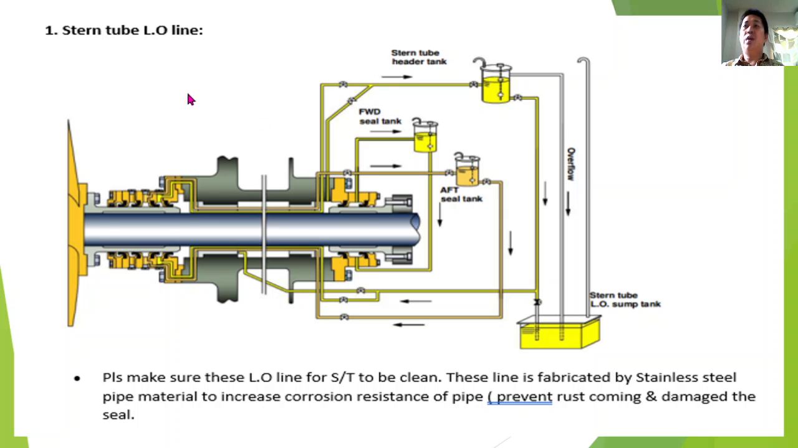Stern tube oil line. As you can see here, make sure that this yellow line for the stern tube is clean, to avoid damage to your bearing. This line is fabricated with stainless steel pipe material to increase corrosion resistance of the pipe, to prevent rusting and damage of the seal. So this is the construction of your stern tube system.